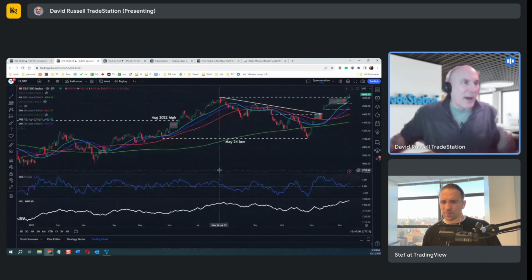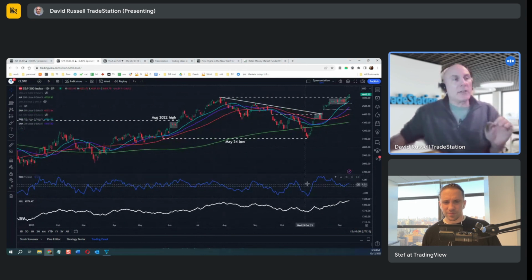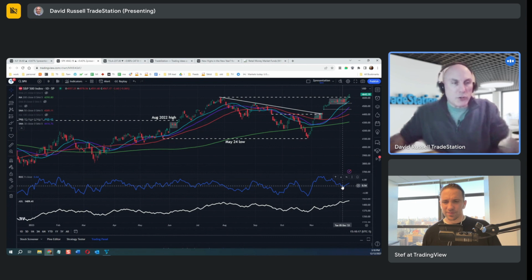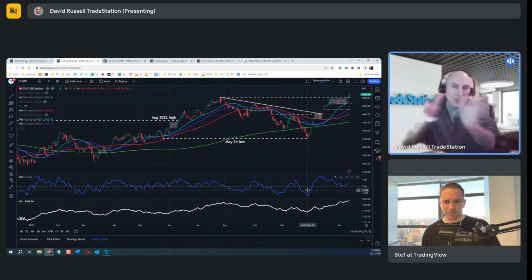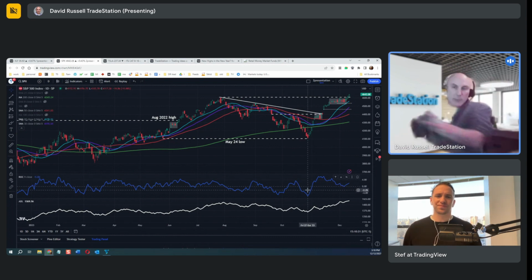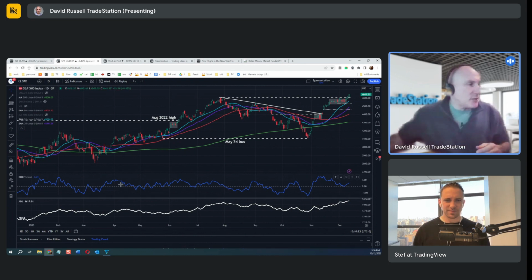I don't have them marked on here. I have them marked on a TradeStation chart, but the key thing is we had a really significant 9-day rate of change here in early November, and then we basically haven't turned negative since then. It means that money is just continuing to trickle into the market. So it's kind of like it starts moving, it kind of stops, and then it keeps moving. That's what rate of change is telling us.